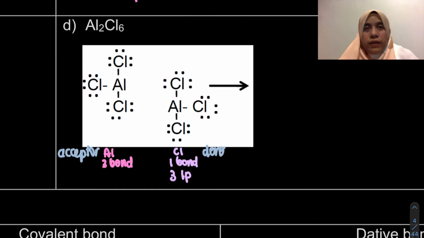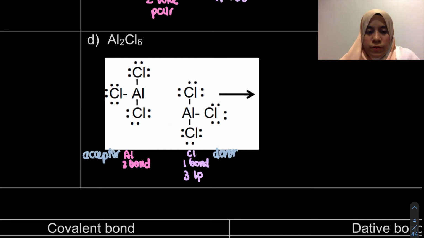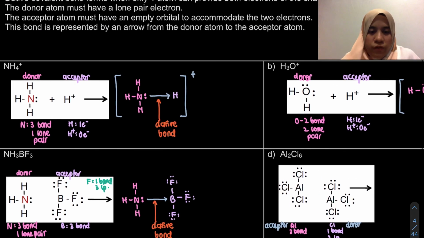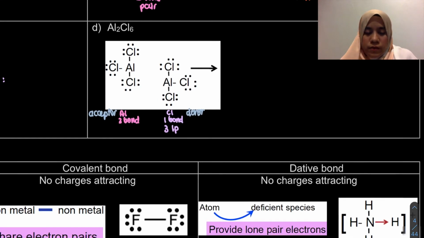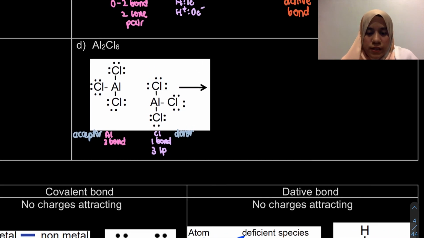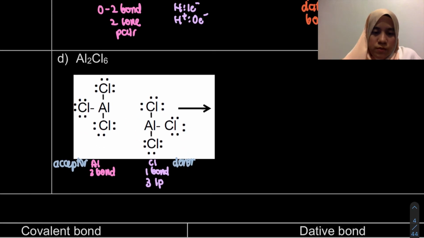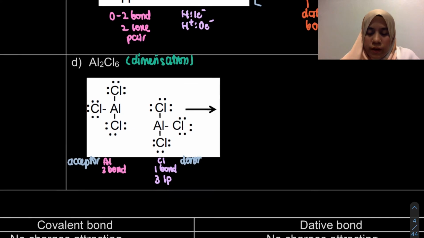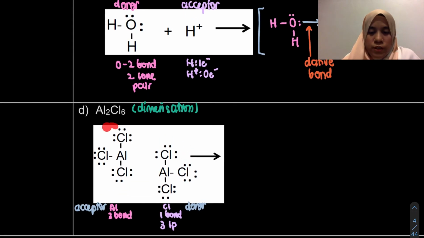Sebab chlorine ni, remember that the donor must have our lone pair of electron. Donor must have lone pair. Acceptor tu must have empty orbital. It means that it does not have enough of our electron. Does not achieve octet yet. Okay. So, dalam case ni, this is actually a dimerization process tau. Okay. So, what happen is that each of the dia bukan satu ni jadi donor, satu ni acceptor macam biasa.